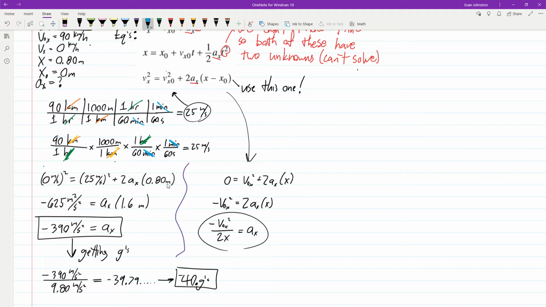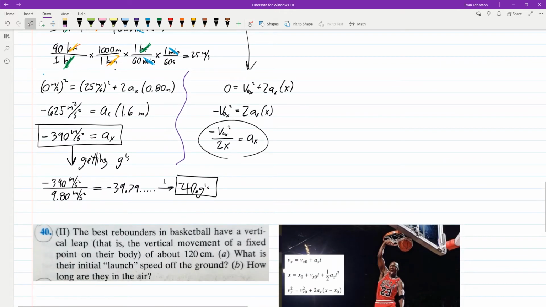So this person is pulling a lot of G's, and you can figure out the G's by just taking their acceleration and dividing it by gravity, because G is 9.8 meters per second squared, or per second per second. And so you'll see that the units cancel. So G's is a unitless thing, really. So you get about 40 G's this person's pulling. So they're probably not doing too great, in all honesty.